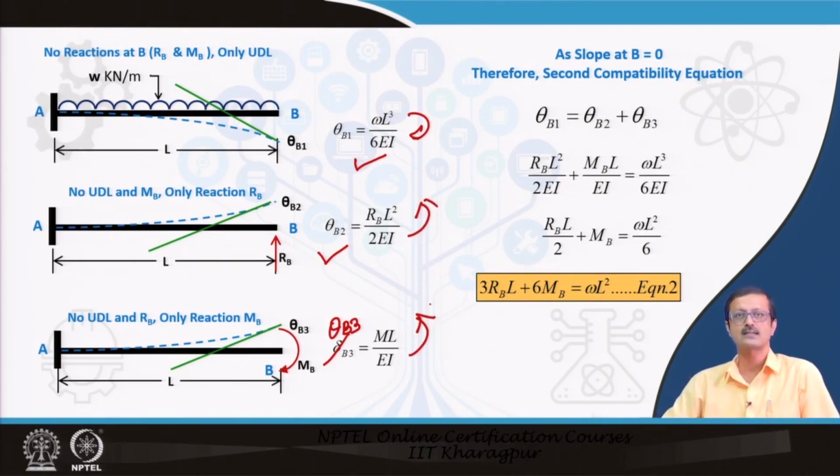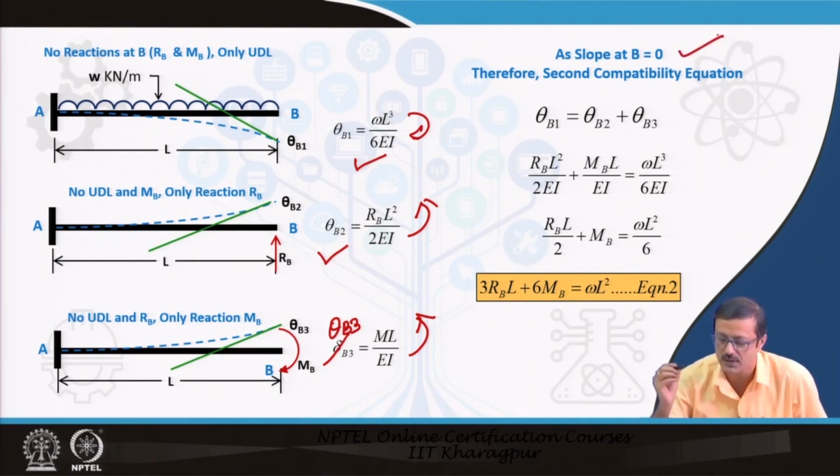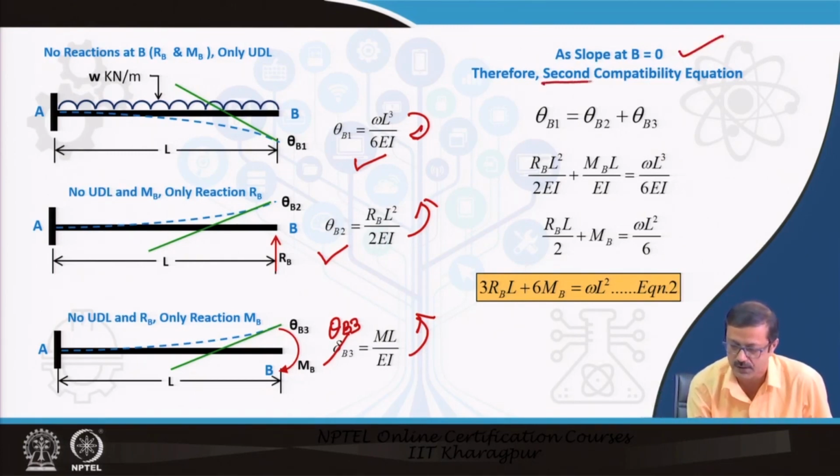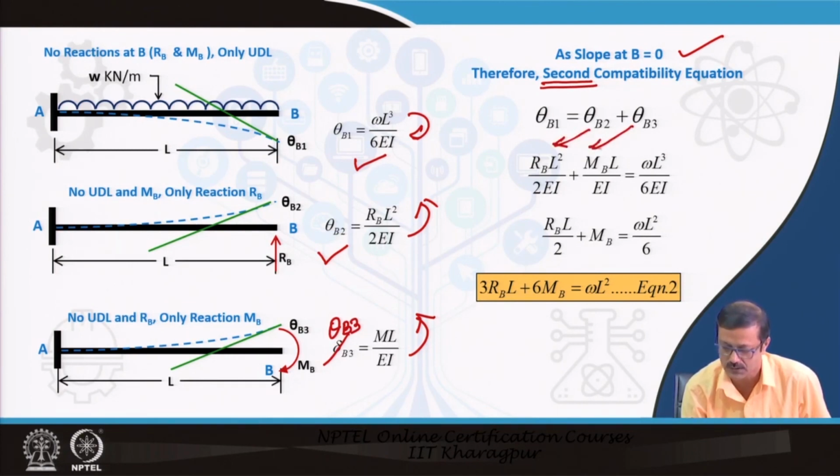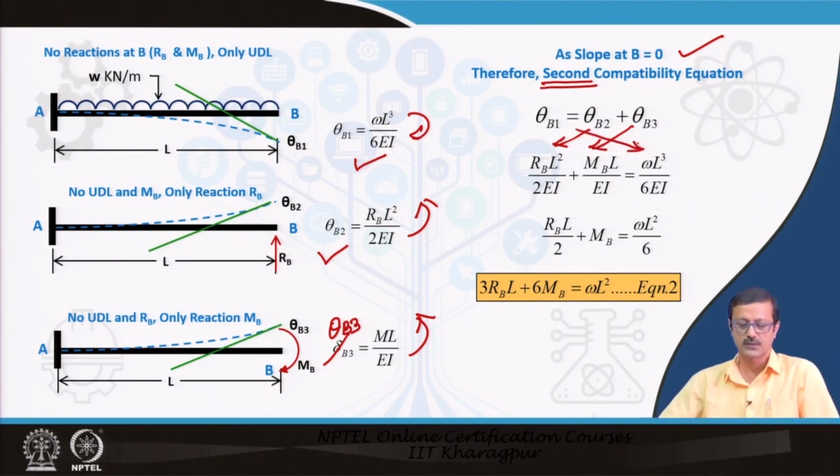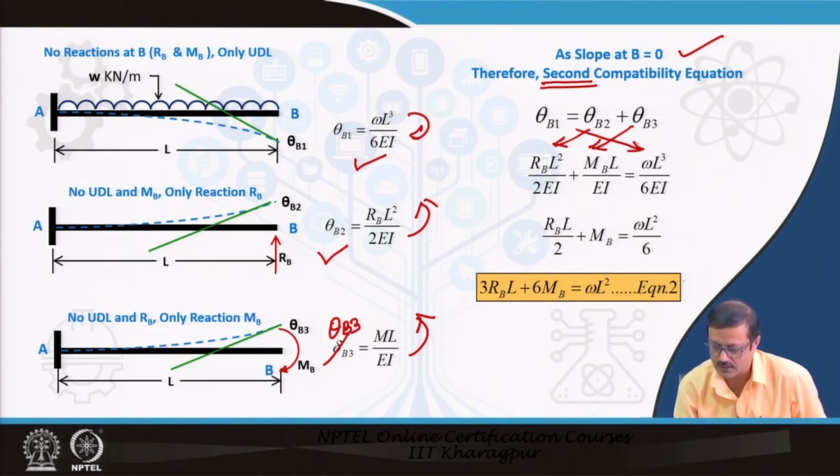Similarly, as this particular end B is fixed, the slope at B is equal to 0 because of the fixity, that is my second compatibility equation. Similarly, I put the values: this is theta B3, this is theta B2, this is theta B3, and this is theta B1 because of the UDL. So, I put everything. This is also discussed in the first lecture, deflection and slope of the beams. You can go through that lecture and find out. And finally, I got the second equation ready.